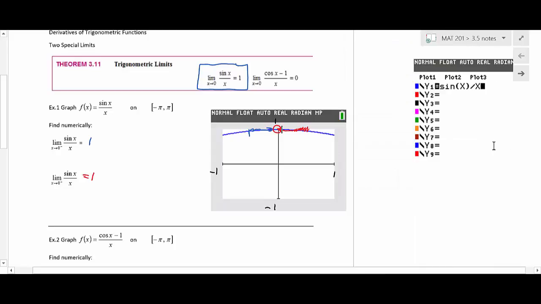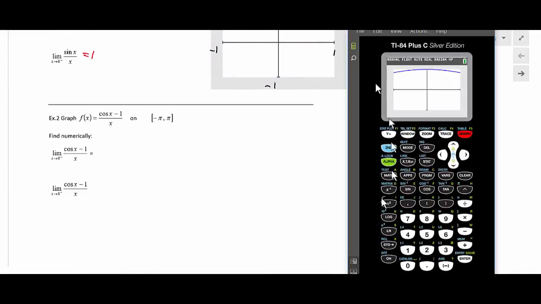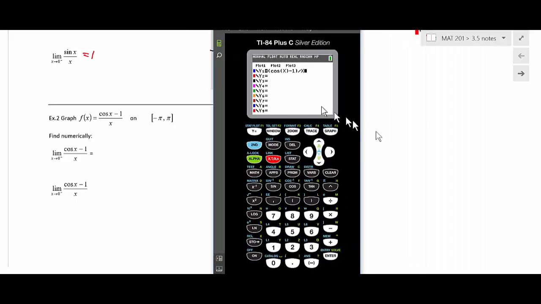I just want to establish these things on the calculator. All right? Let's do the second one, and let's type this one in. I graph from negative pi to pi. You could also do negative 1 to 1, so I'm going to erase this. Then I'm going to put in, and you got to be careful how you put this in, the cosine of x like this, and then minus 1. Close off the parentheses, and then divide by x. So you want to get that in your calculator like that.